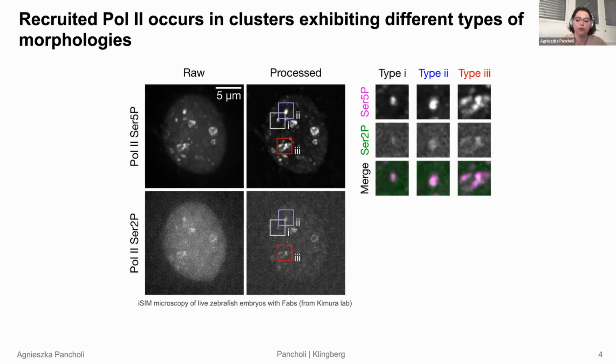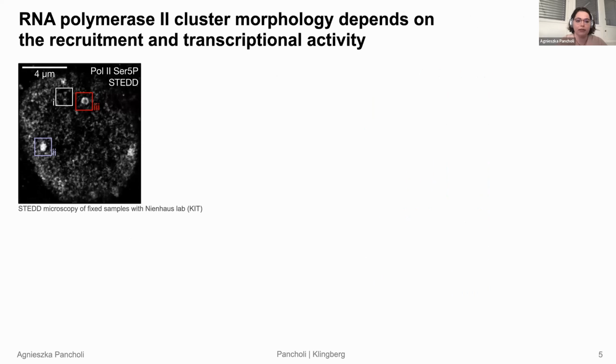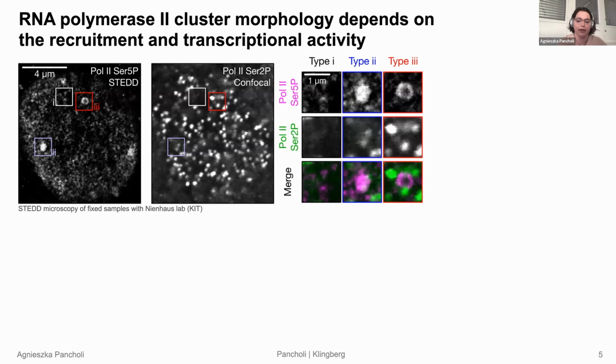Type 3 clusters also had subtypes. For example, donuts, these are round clusters with a hole in the middle, croissants, which are crescent shapes, or intertwined jalebis. To quantify the clusters in more detail, we used STED super resolution microscopy. And we got the serine 5 phos channel in super resolution and the serine 2 phos channel in confocal. And again, we were able to divide the clusters into 3 groups by eye.